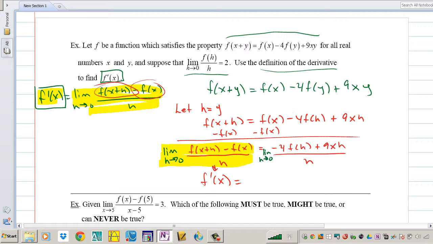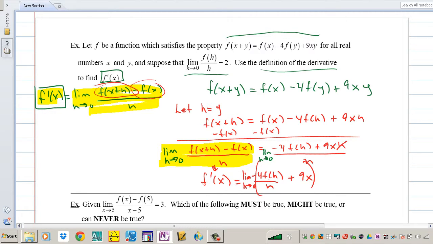And then when I divide by h on both sides of the equation, I can cross out this h, and I can separate the fraction so that I get negative 4 f of h over h, and then plus 9x, because the h divided by h removed the h from the 9x, but I couldn't do anything to the left side of the plus sign, so I'm going to leave it as is. Oh, and I forgot to write the limit as h approaches 0 of this whole function here.